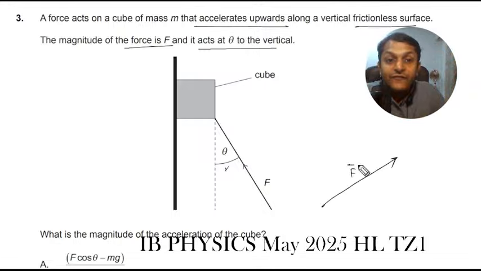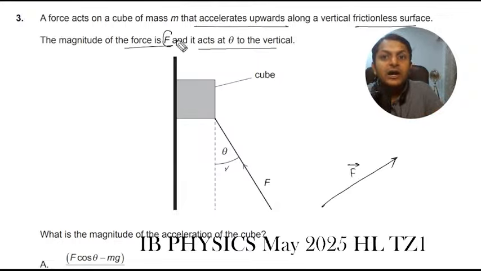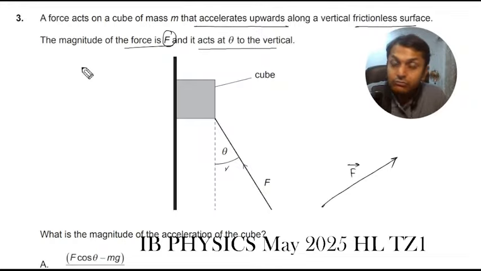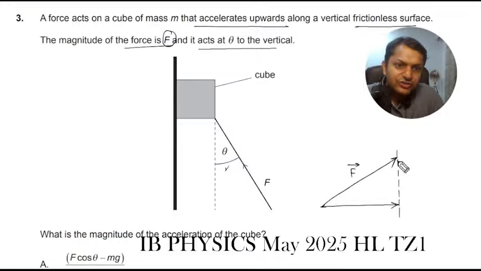Every vector quantity is shown with an arrow on the head, but because they are not in your syllabus, they might not be using the same in your IB questions. So for force, you have to remember it is a vector. We can divide it into a triangle, so we just draw this triangle here, like this. This is theta.